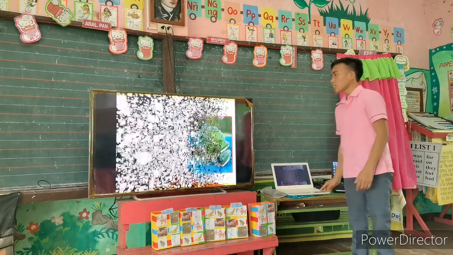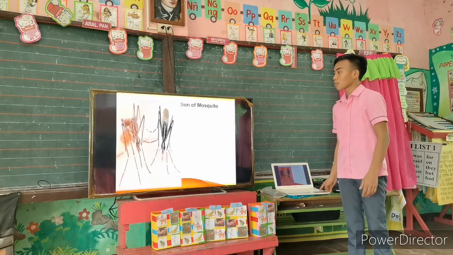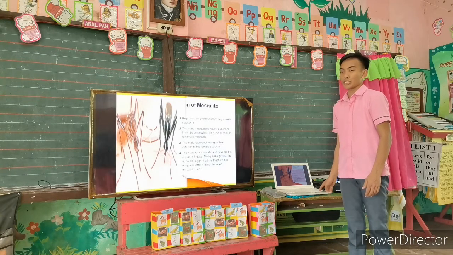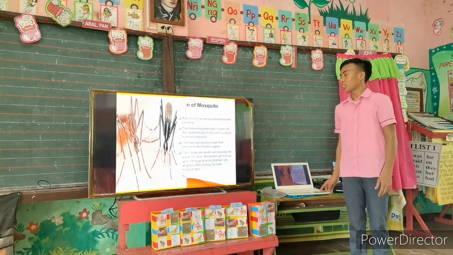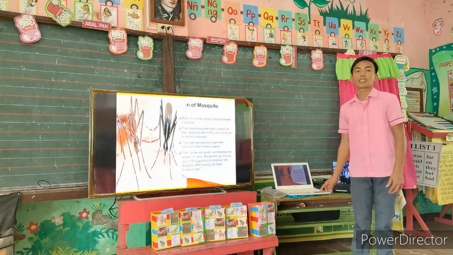Okay, the third one is the mode of reproduction of mosquito. Reproduction by mosquitoes begins with courtship. The male mosquitoes have claspers on their abdomen, which they use to grab onto the female mosquito. The male reproductive organ then extends to the female's vagina. Their larvae are aquatic and develop into pupae in 5 days. Mosquitoes generally lay up to 100 eggs at a time that turn into wrigglers. After mating, the male mosquito dies.